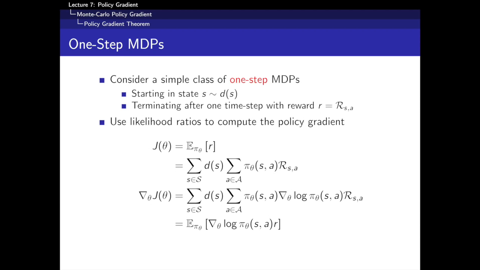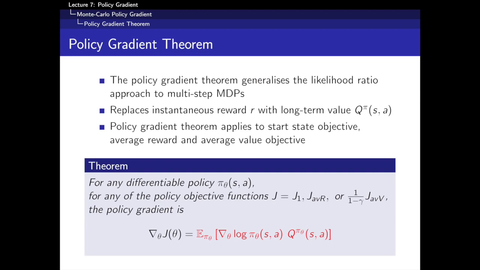Okay, so we want to do the same thing in multi-step MDPs, not just these one-step things. And to do that, we actually just need to do one trick, which is to replace this instantaneous reward that we had. So we were multiplying the score by the immediate reward. To do a multi-step MDP, all we need to do is replace this immediate reward with the value function, the long-term reward. And that actually turns out to be the true gradient of the policy. And the policy gradient theorem tells us precisely what that means.